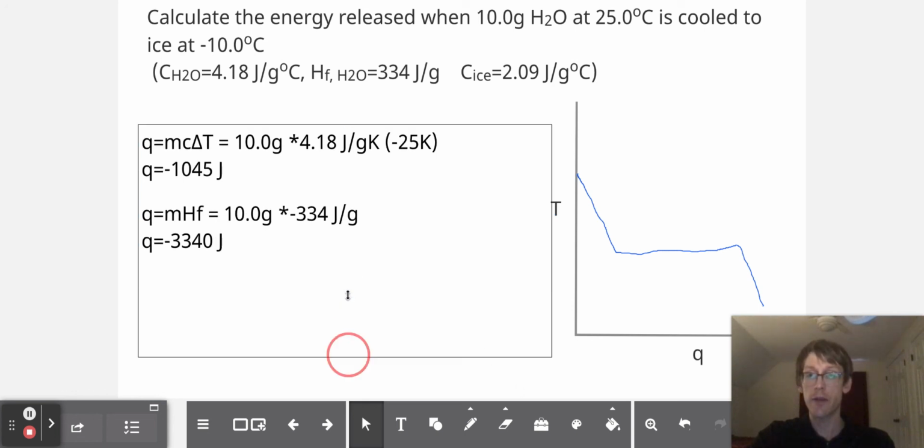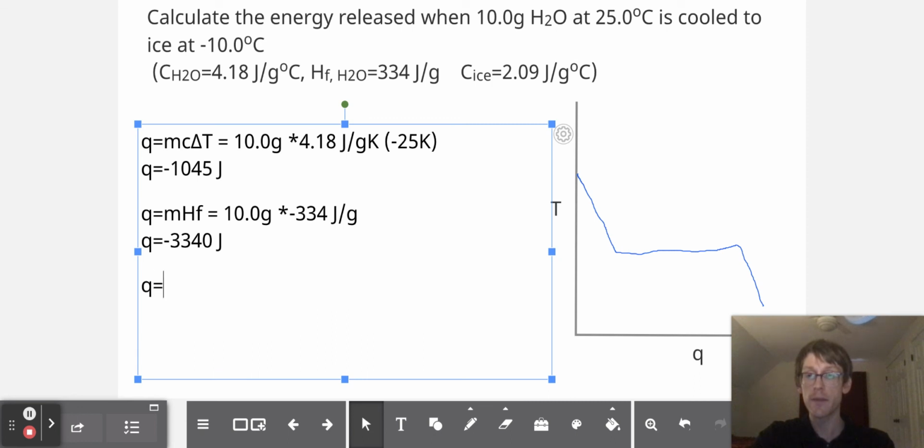The third part of the calculation is another Q equals MC delta T. But this time, yes, we do have 10.0 grams, but we're going to use a different value of C, because the specific heat of ice is 2.09 joules per gram degree Celsius or Kelvin. And our delta T is going to be negative 10 minus 0, our final of negative 10 minus our initial temperature of 0. And so our negative 10.0 degrees Celsius or Kelvin will be our delta T. So the Q ultimately comes out to negative 2090 joules.